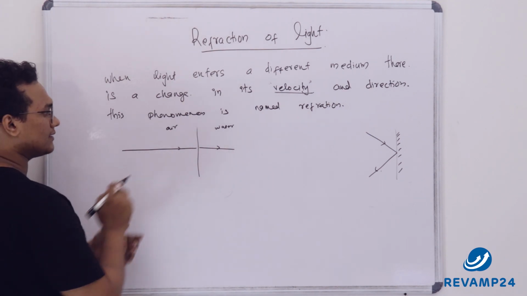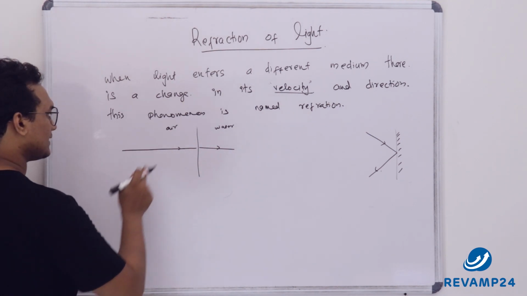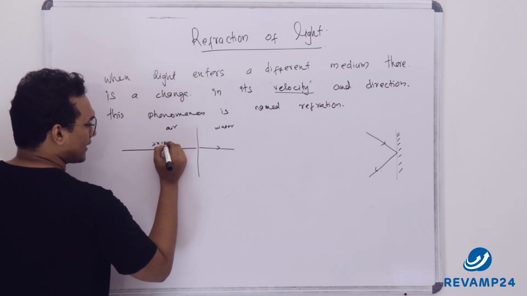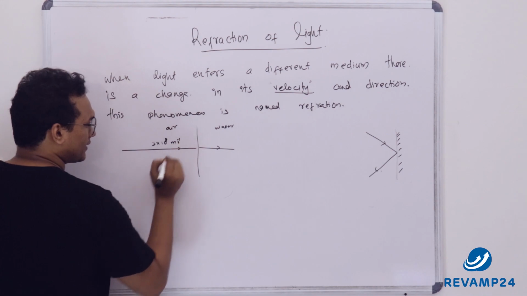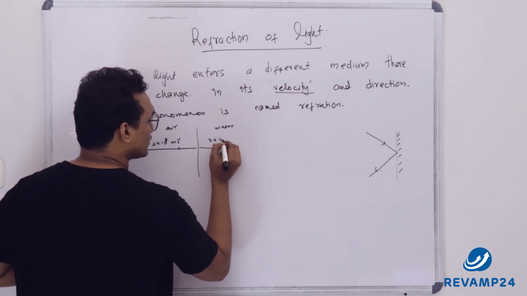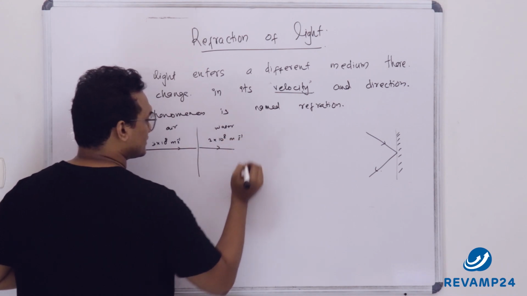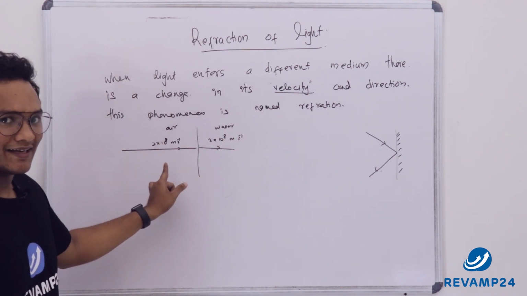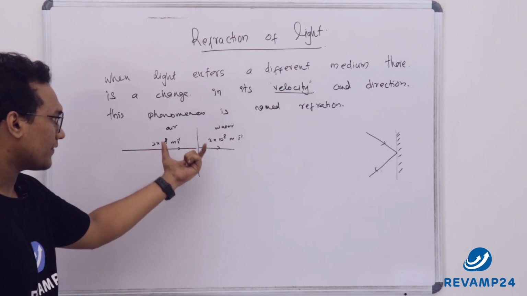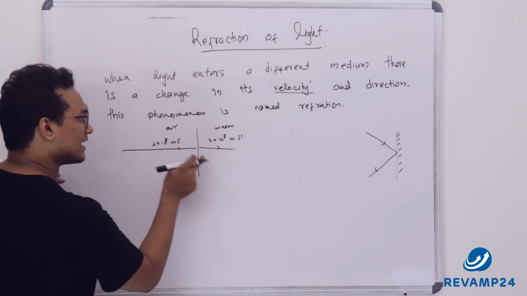Now what will happen in this case? In air, the velocity of light is approximately 3 into 10 power 8 meters per second. But in the case of water, it would become 2 into 10 power 8 meters per second. See, the velocity of light has changed. So here also refraction is occurring, but there is no change in direction.